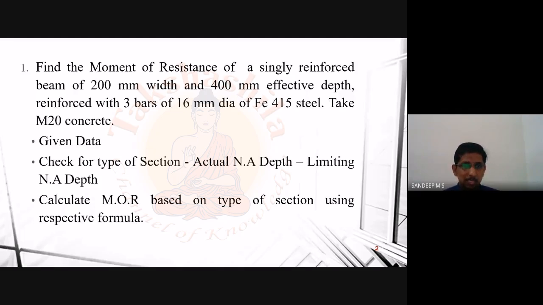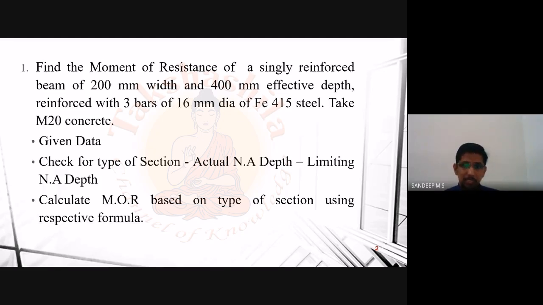Then it is also mentioned that it is reinforced with 3 bars of 16 millimeter diameter. So in the tension zone we have 3 bars having a diameter of 16 millimeters, and also the grade of steel is given, that is Fe 415. Fe 415 means the yield strength of the steel is 415 MPa, and it is also mentioned that you can take M20 concrete. So the grade of concrete can be assumed to be M20. So these are the data given in the question.